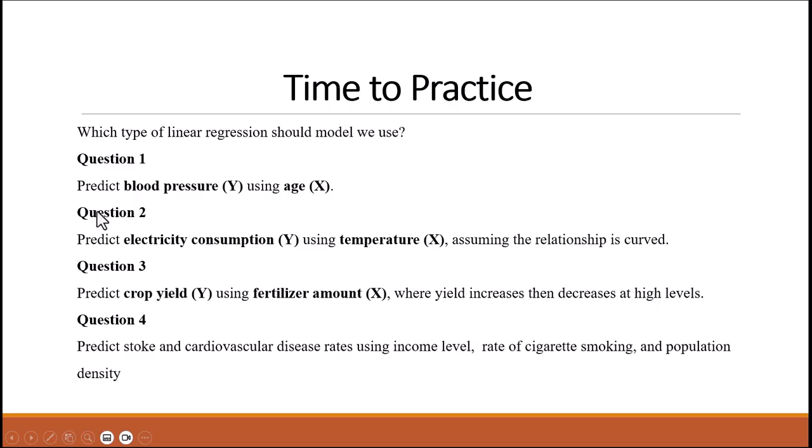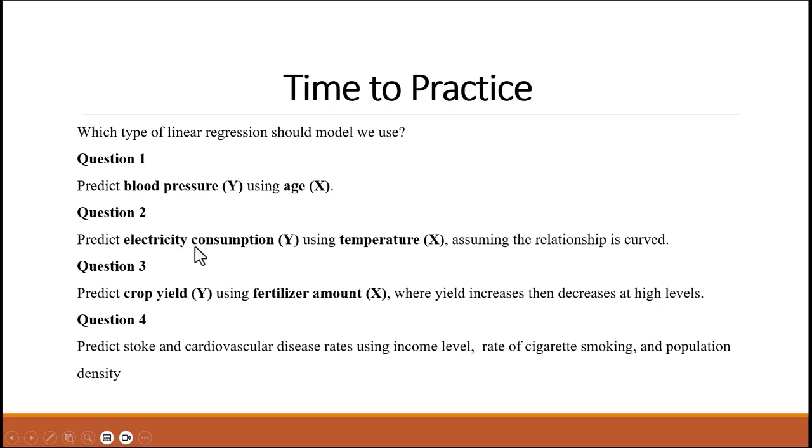Question 1: predict blood pressure using age. As you see, we have a simple linear regression, because blood pressure is the dependent variable and age is the independent variable.